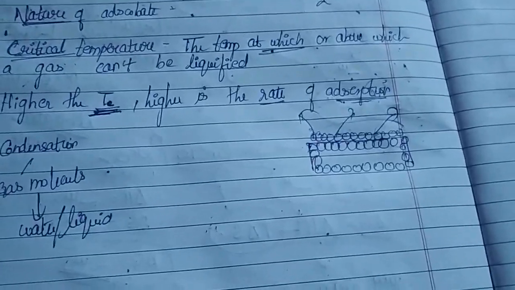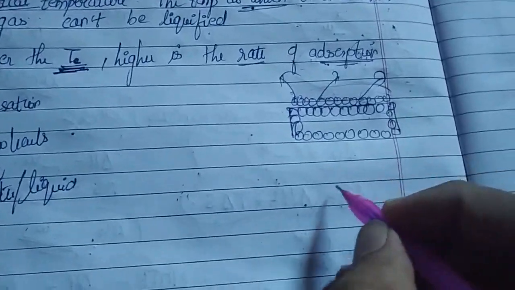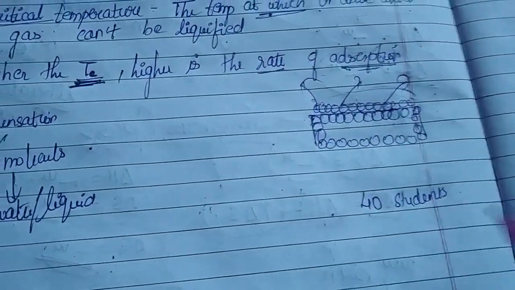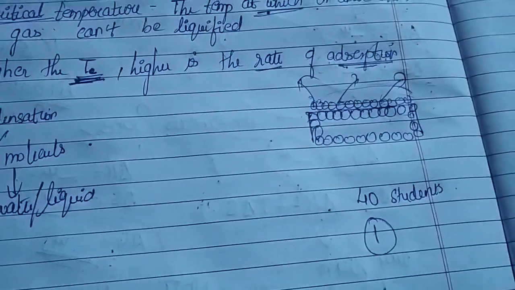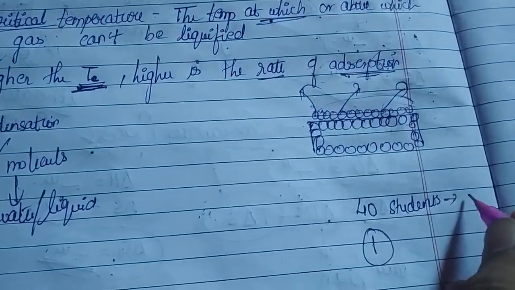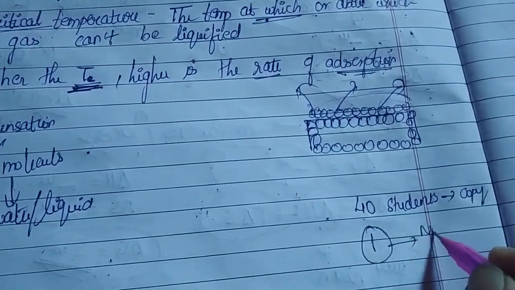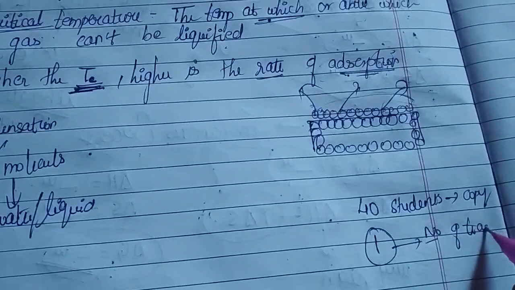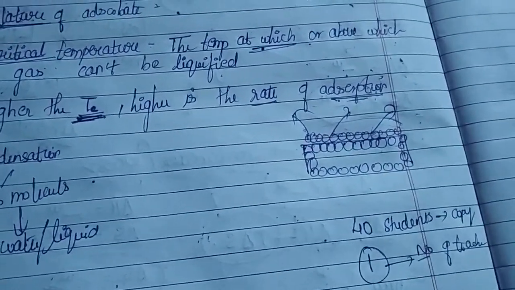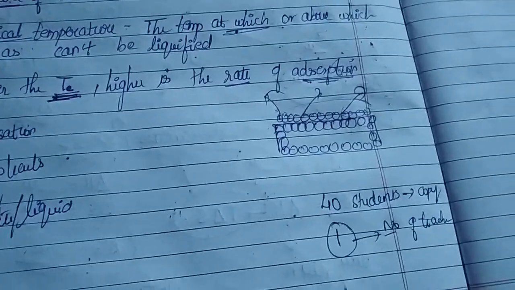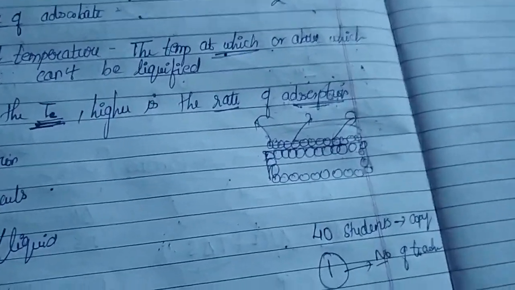It is similar to your examination hall. 40 students are there and you're writing an exam. If one teacher is there, what happens? Of course, you will try to copy. If the number of teachers increases, what happens? The rate of copying decreases. You will remain much stricter.